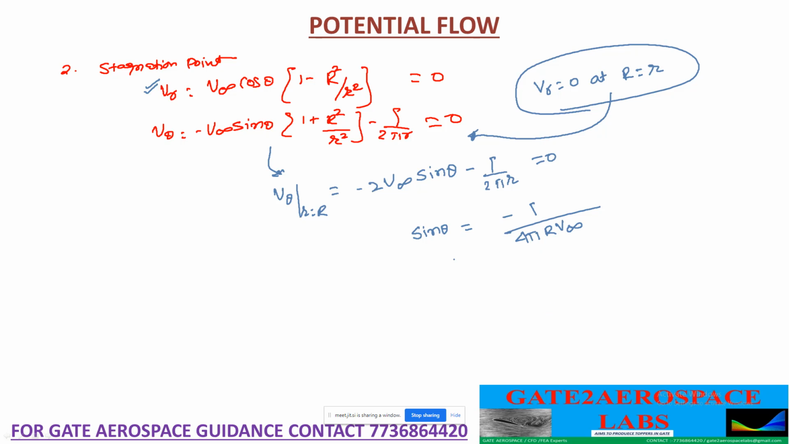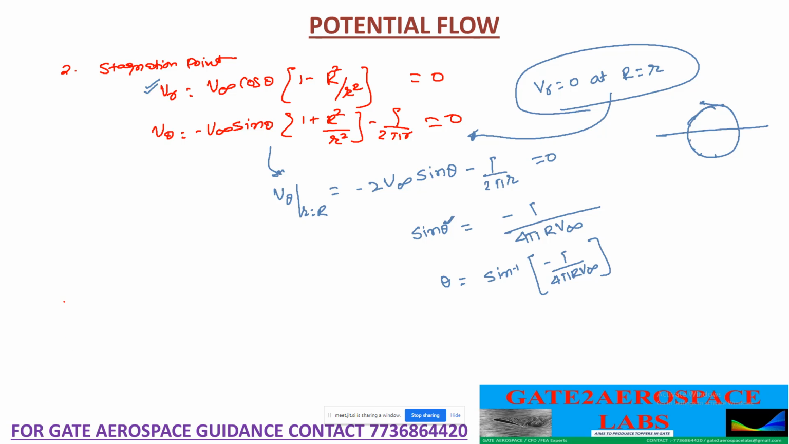Is it correct? That means for a lifting flow, you know that my radial velocity is 0 at the surface of the cylinder, but V theta should also be 0. This tangential component should also be 0. So at what point will my tangential component become 0? That theta you will get from this equation. Theta will be equal to sine inverse of minus tau by 4 pi R V infinity. From this equation, we can see two things.